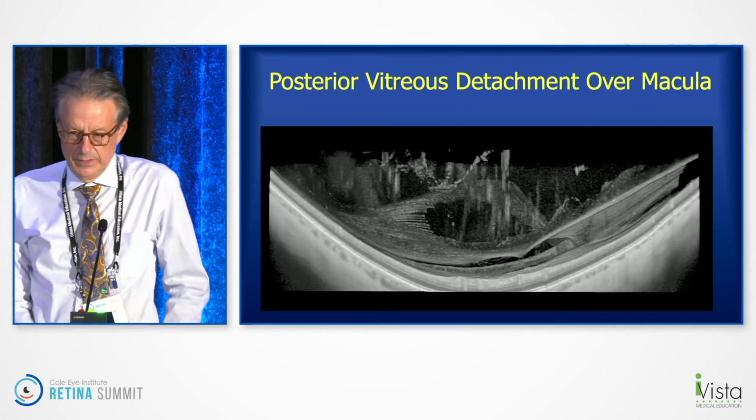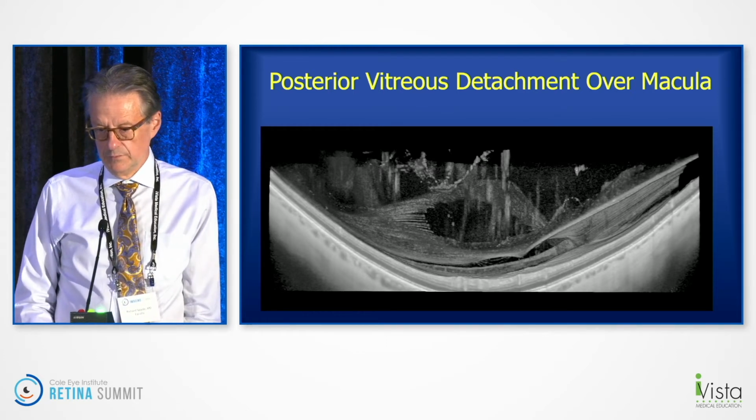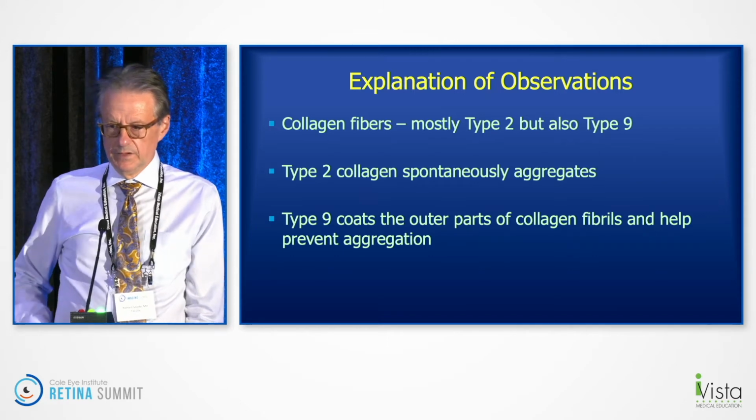So here's a little bit more prominent degeneration with detachment. You can see how big that hole is in the posterior vitreous face and the elevation of the vitreous. So some of the observations we can explain.